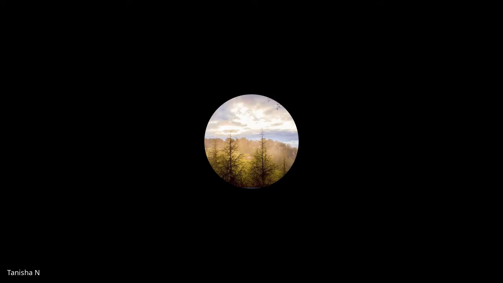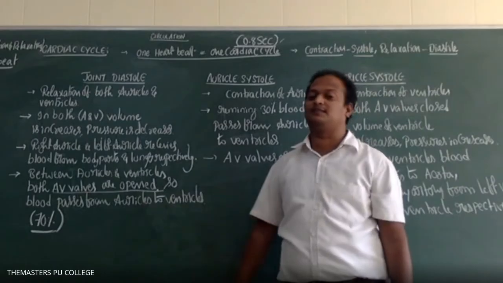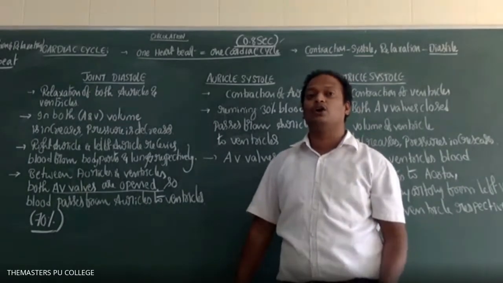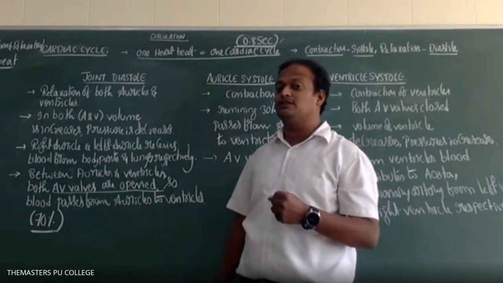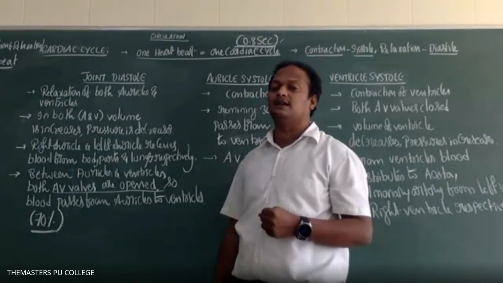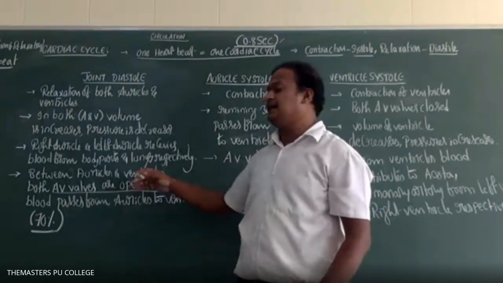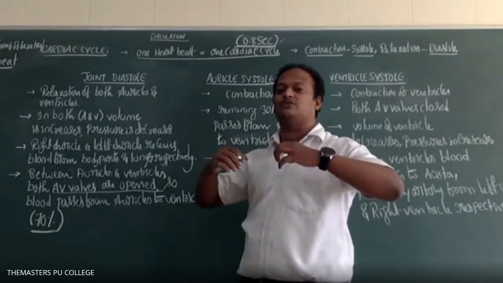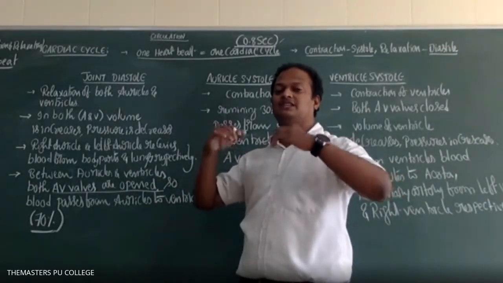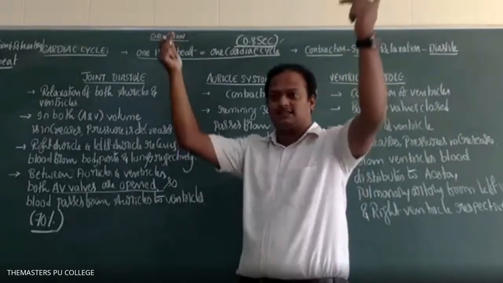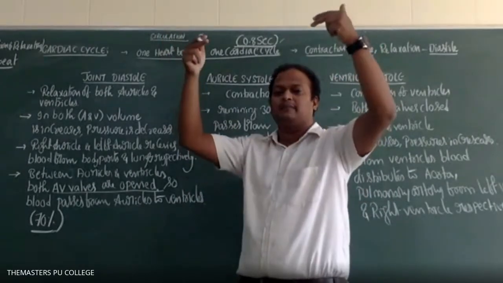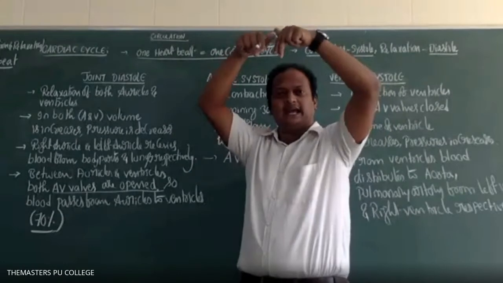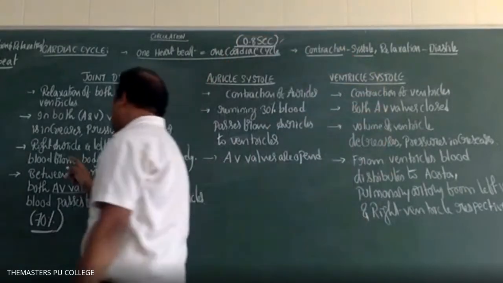Both the semilunar valves are closed. Why are both the semilunar valves closed? Because if the semilunar valves are not closed, then what happens? The blood in the ventricles would flow back, returning from the aorta and the systemic artery. So write down that point.